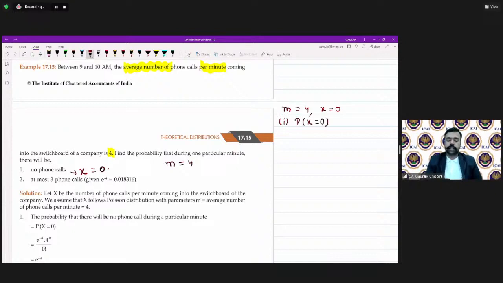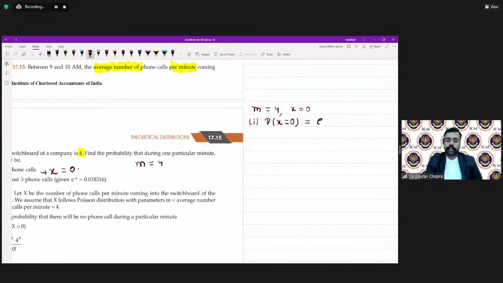Probability when x is 0. So e to the power of minus 4, 4 to the power of 0 upon factorial 0. So how much is left? E to the power minus 4. And we can solve this on calculator. So it is 0.0183. So this is the final result. And after that only you will get your result.